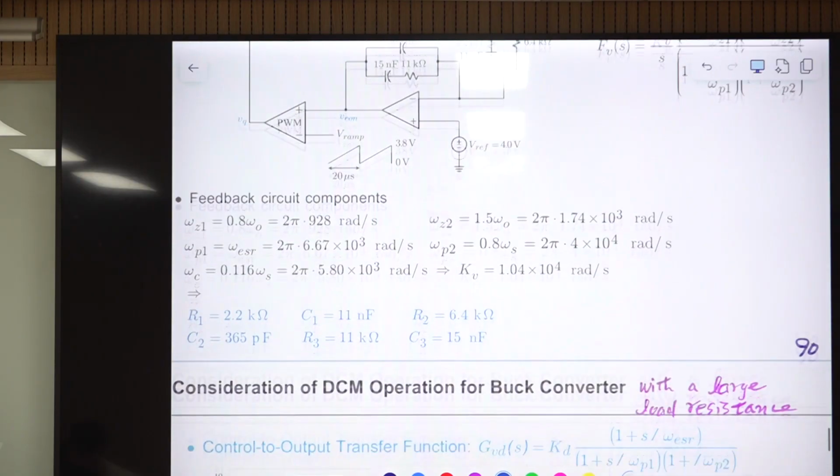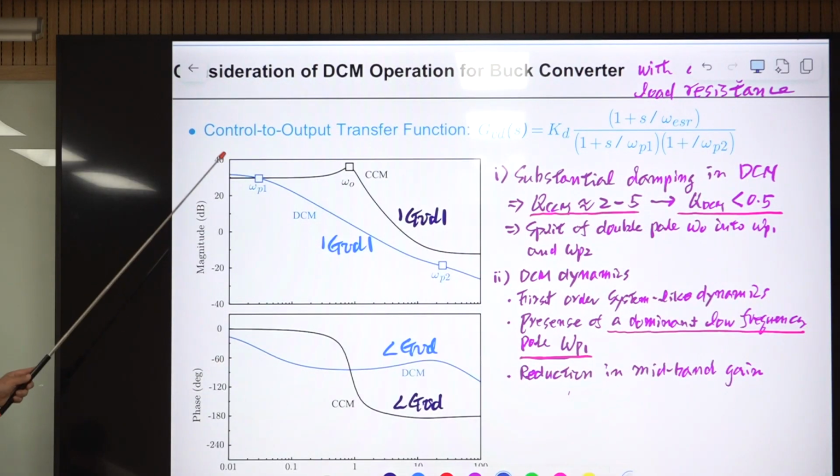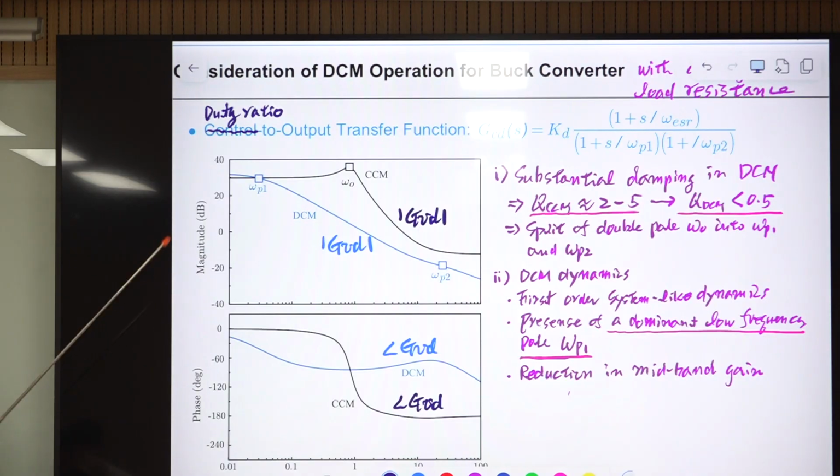With this, I compared with the duty ratio to output transfer function. Control is only duty ratio to output, and the control to output is the same, except that the DC gain, the PWM modulator gain, is coming in. But this one is the duty ratio to output transfer function. So this is the CCM case.